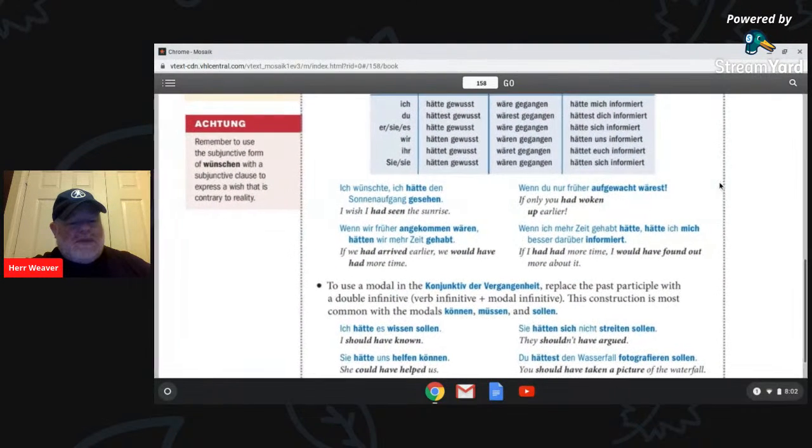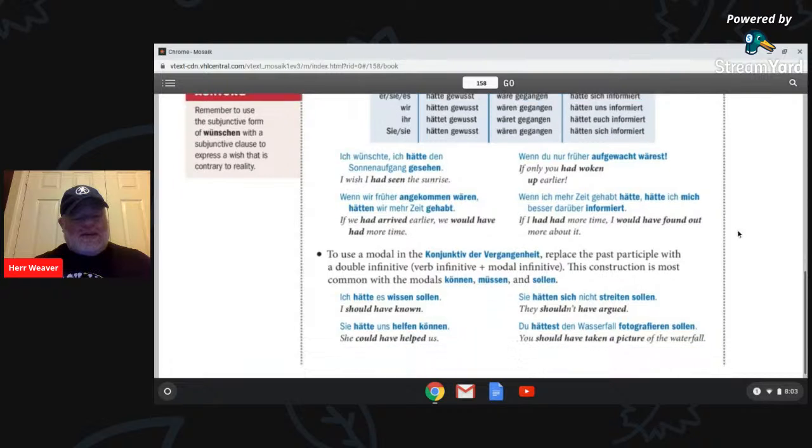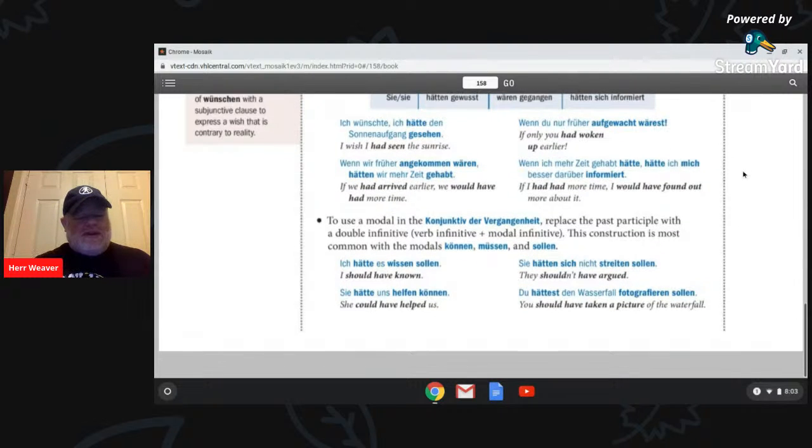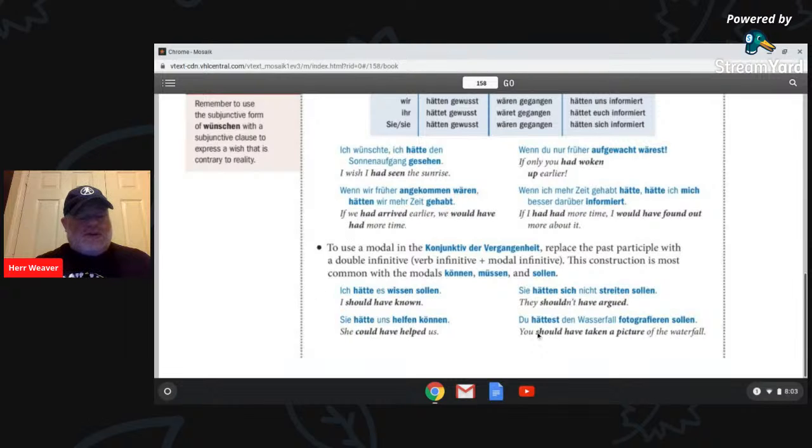Good. So if you see phrases like ich wünschte, I wish, again this subjunctive expresses a wish or desire for something that doesn't exist right now a lot of times. Remember to use the subjunctive form of wünschen. Wünschen is usually going to set up a subjunctive idea, because if you say you wish something, that means it's not there yet. We'll come back to this part at the bottom, conjunctive with the modal. That was up in the top one.